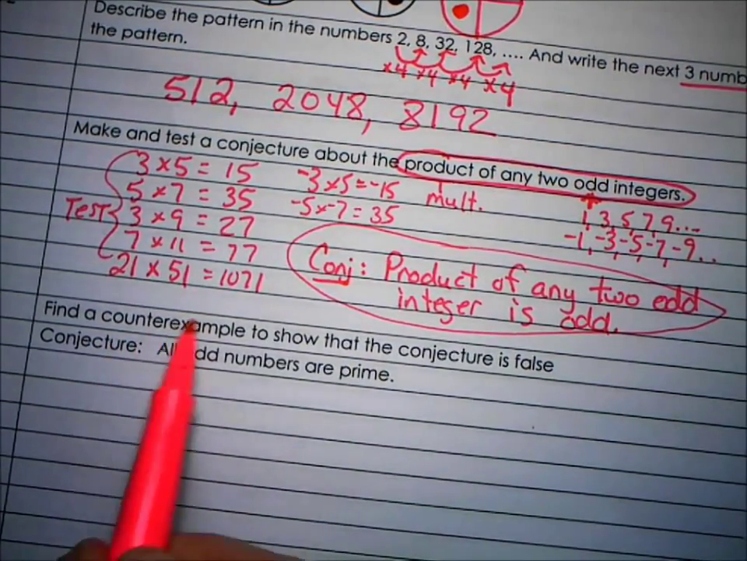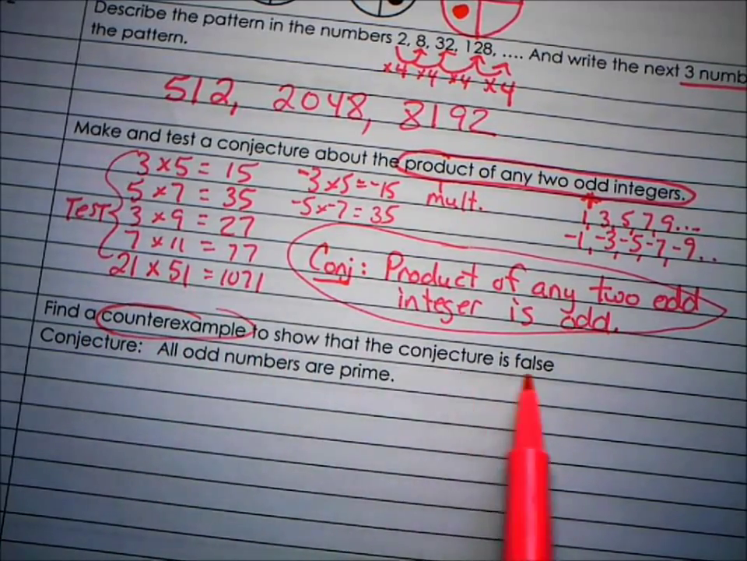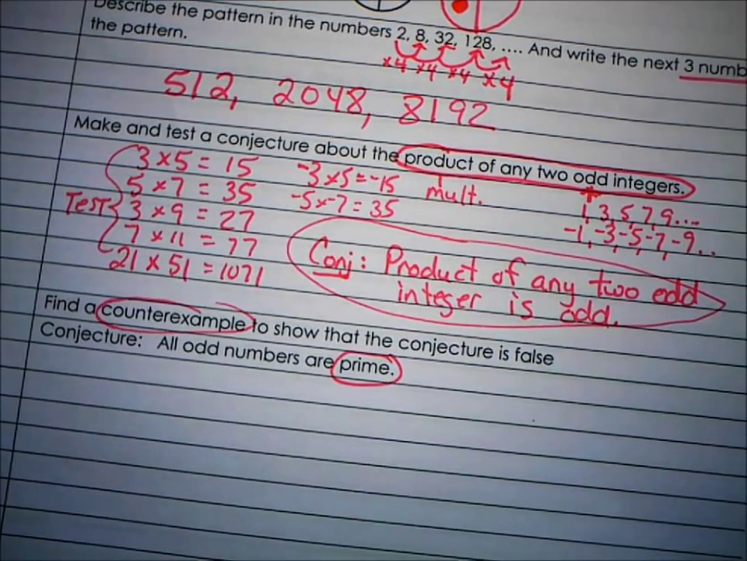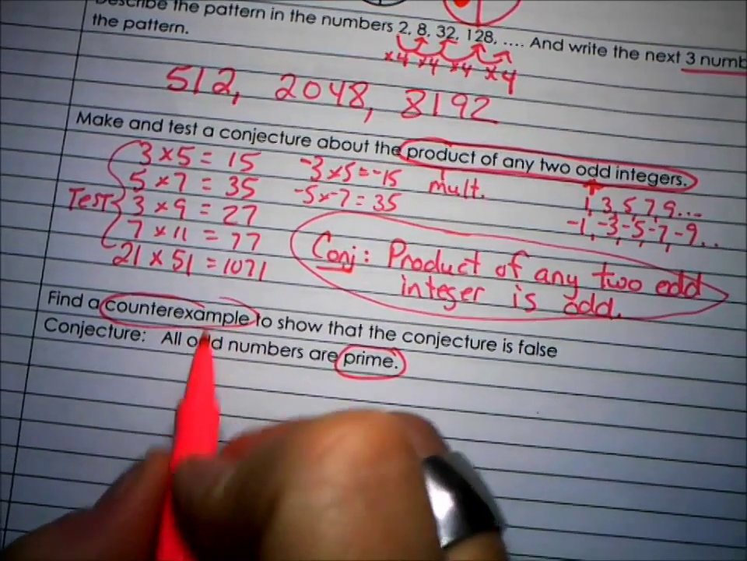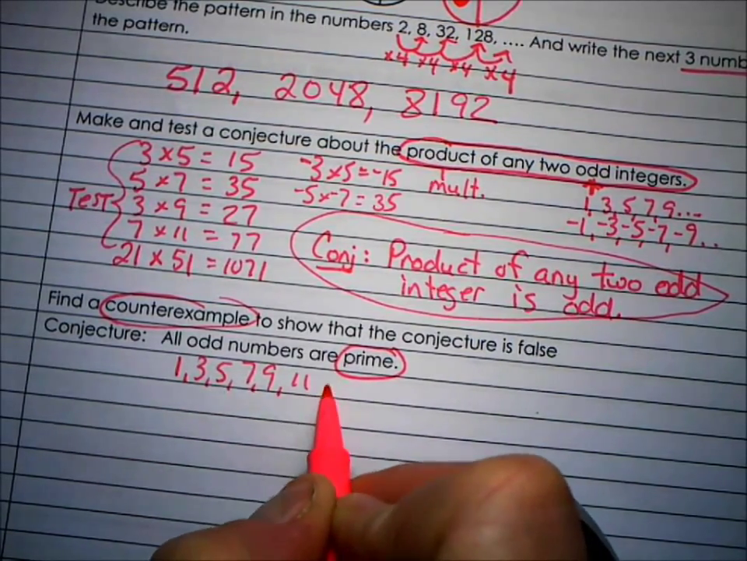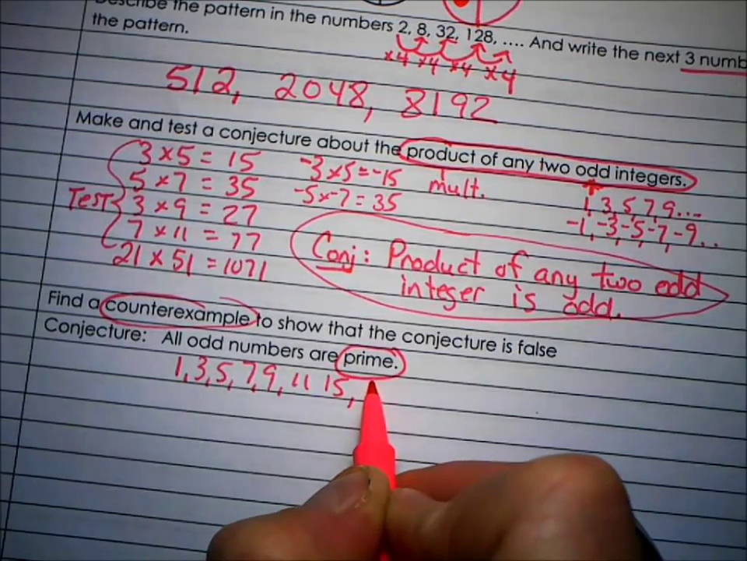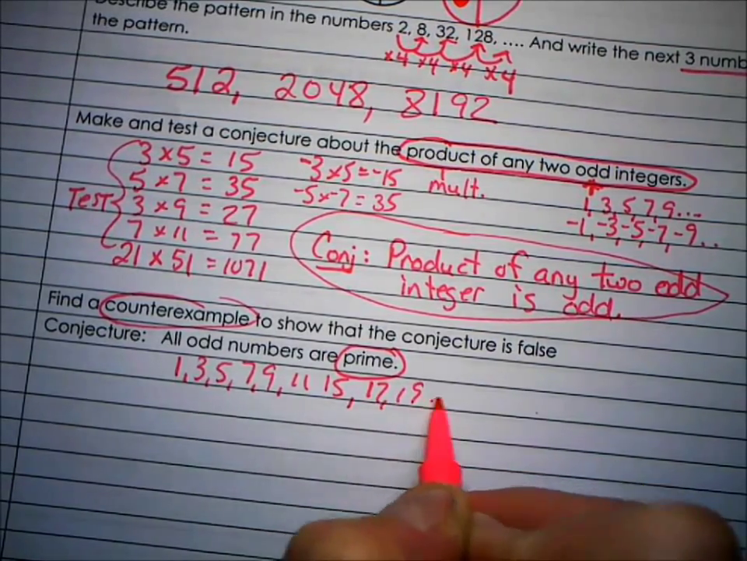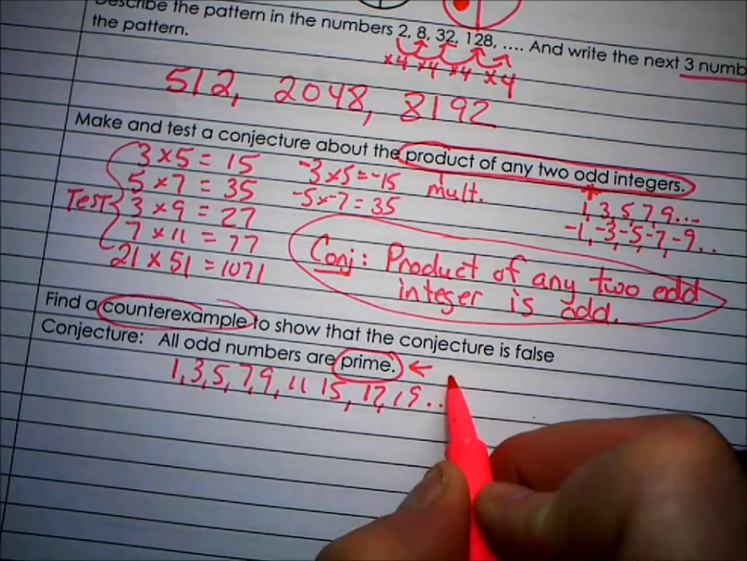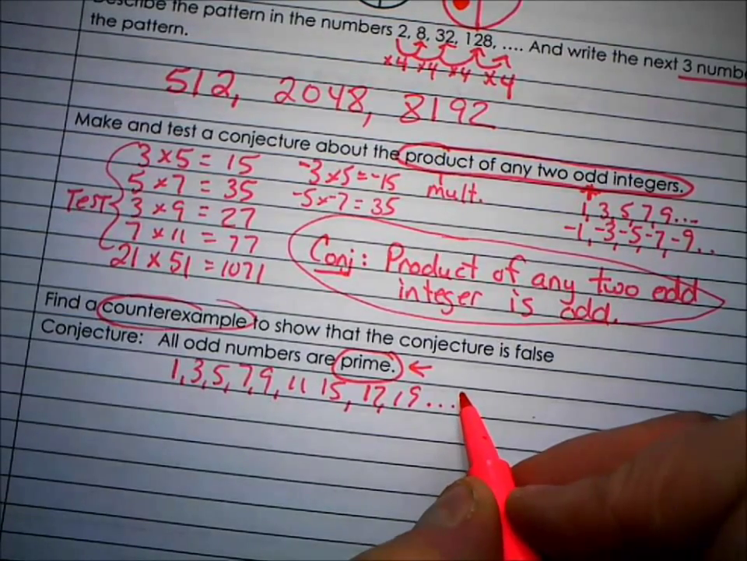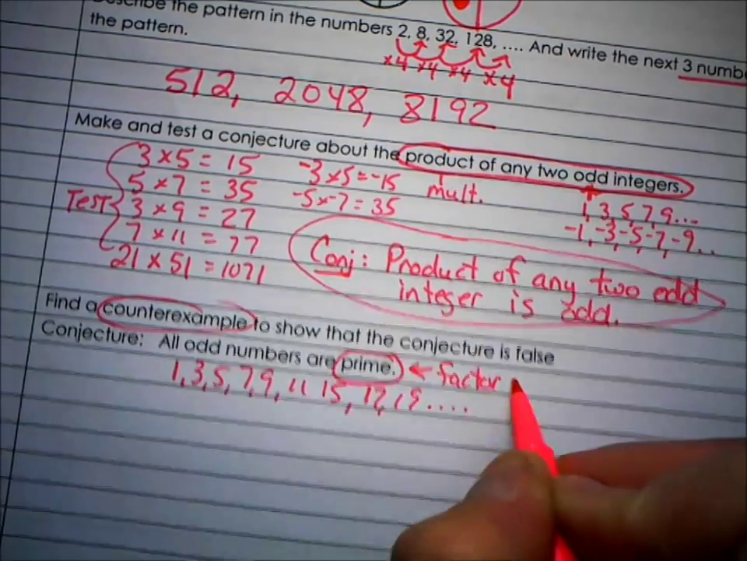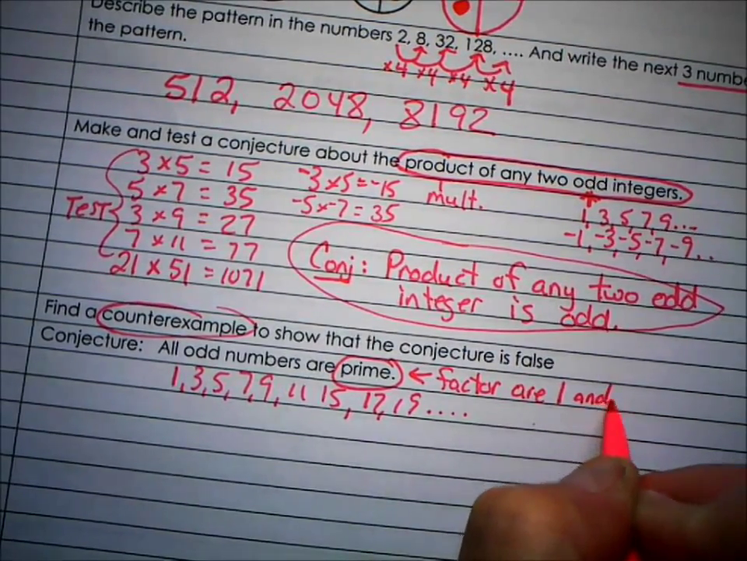Alright, number 4. It wants us to find a counterexample to show that the conjecture is false. Here's the conjecture they wrote: all odd numbers are prime. Well, let's see. Odd numbers are like 1, 3, 5, 7, 9, 11, 15, 17, 19, and on and on. The word prime means that the only factors are 1 and itself.